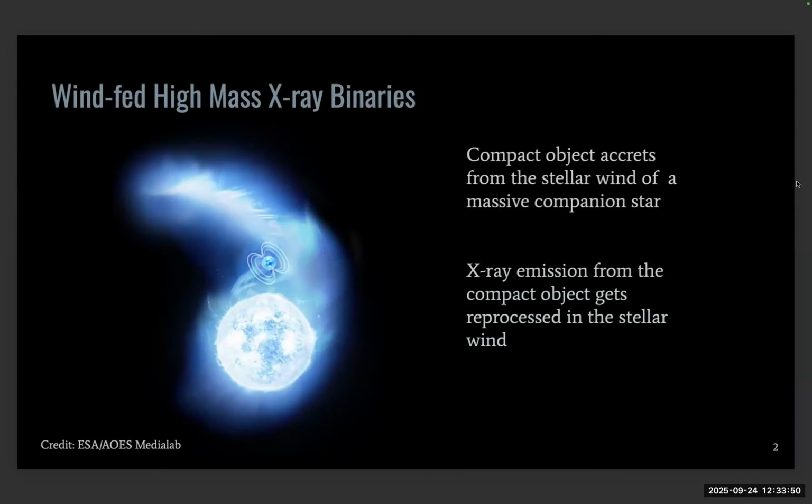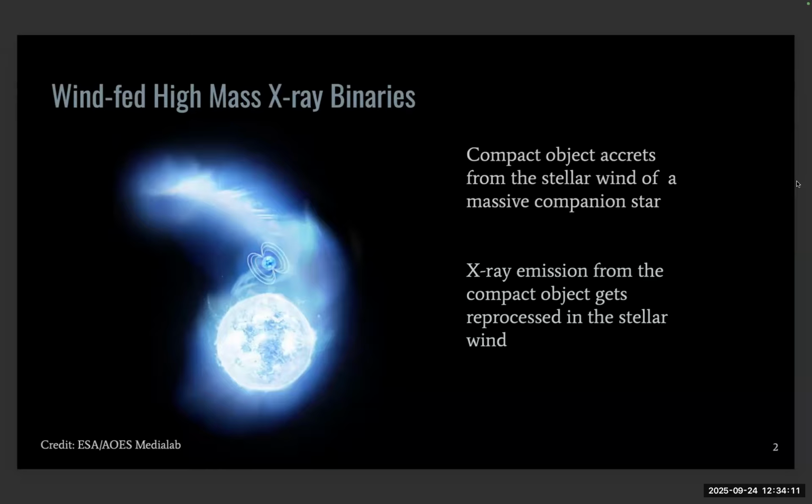reabsorbed in the stellar wind, and they ionize the wind, which in turn affects how effectively the wind can be accelerated, the wind dynamics, but also the wind imprints its signature on the reprocessed X-ray radiation, and this is a great way to study the mechanisms of the systems.